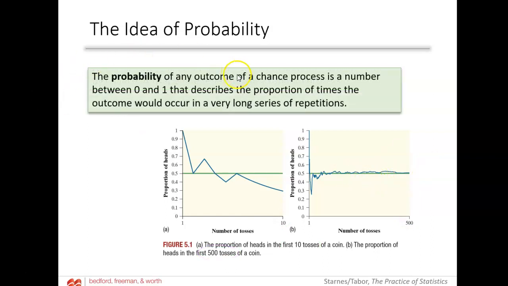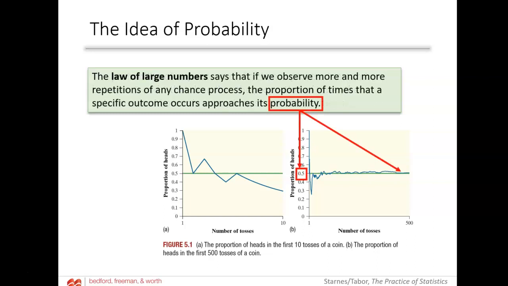All right, so the probability of any outcome of a chance process is a number between 0 and 1, so remember that. It describes a proportion, so sometimes you'll see it as a decimal, sometimes as a percent, sometimes as a fraction. They're all equivalent to each other. And it describes the proportion of times that the outcome would occur in a very long series of repetitions. So not in the short term, but in the long term, what is the probability of that?